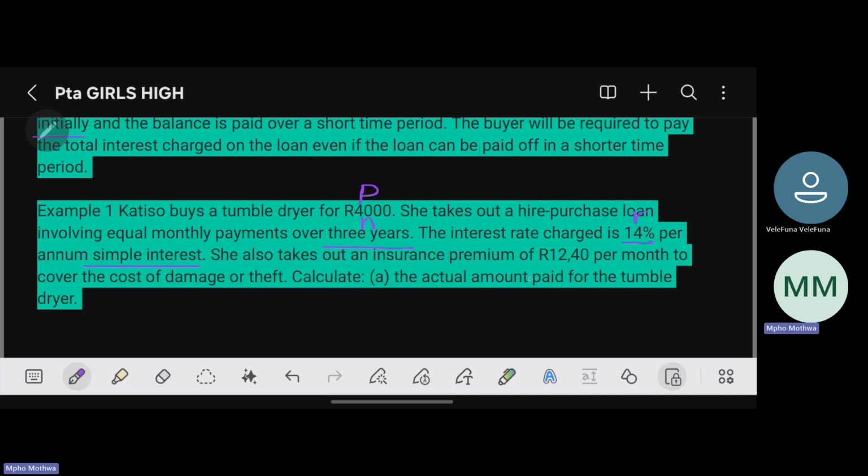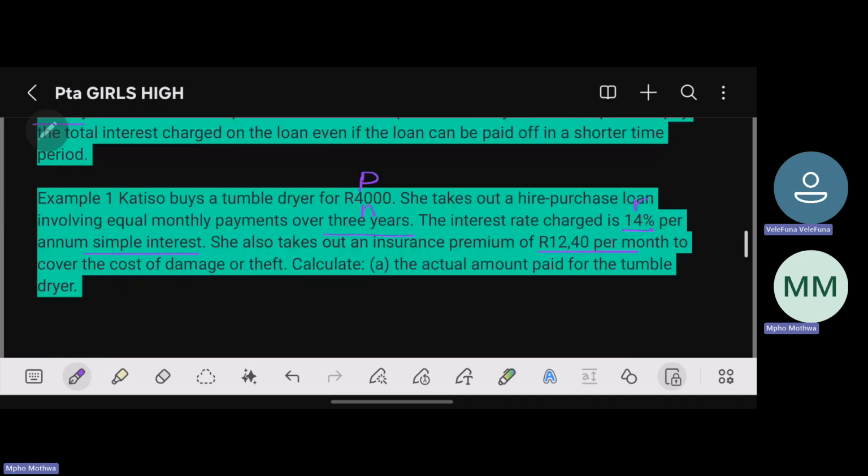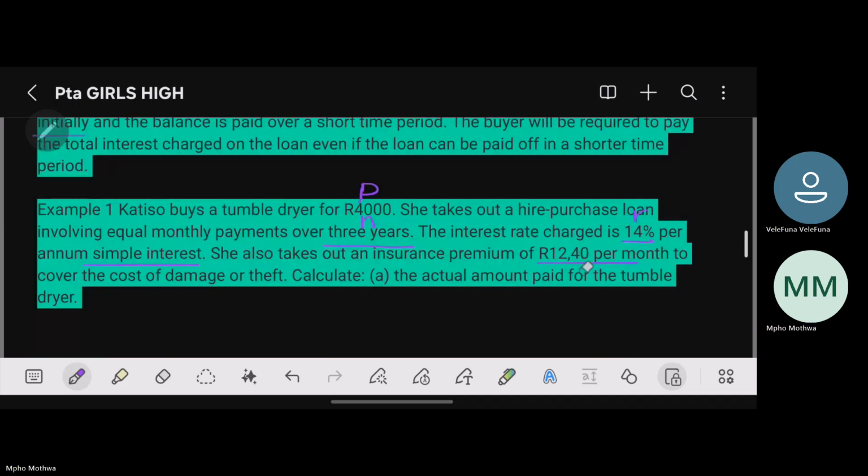She also takes out an insurance premium of 12 rand 40 per month, something that we might not have encountered before. So we must be very clever about this. To cover the cost of damage or theft, calculate the actual amount for the tumble dryer. This is not the problem; it's very easy. There's only one thing that will make this challenging, and it is this 12 rand 40. So you must remember it. They say 12 rand 40 per month.